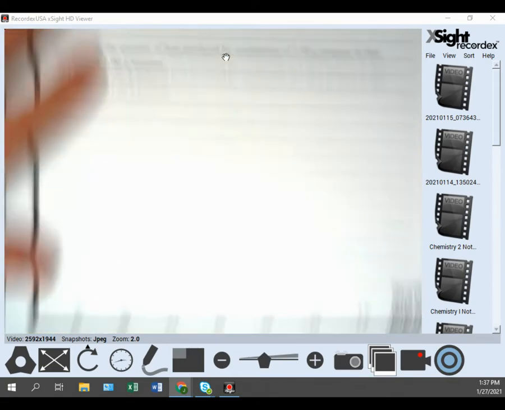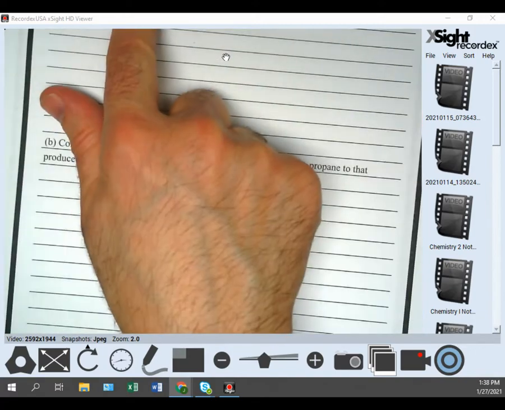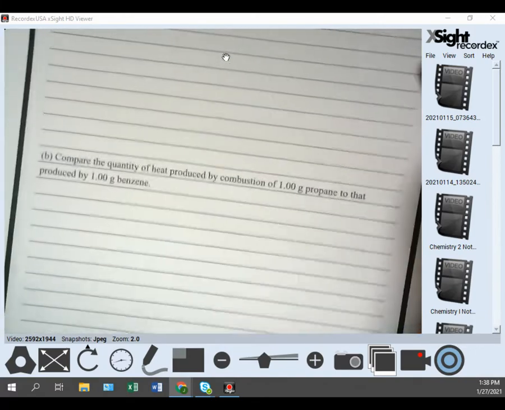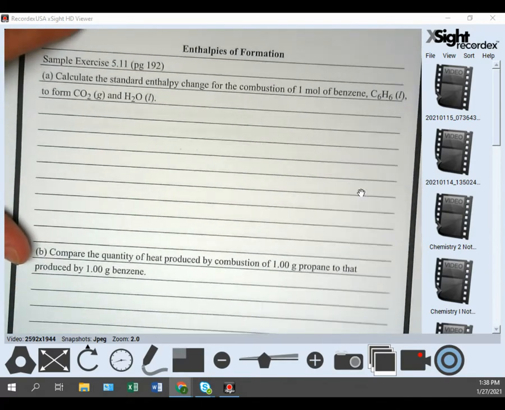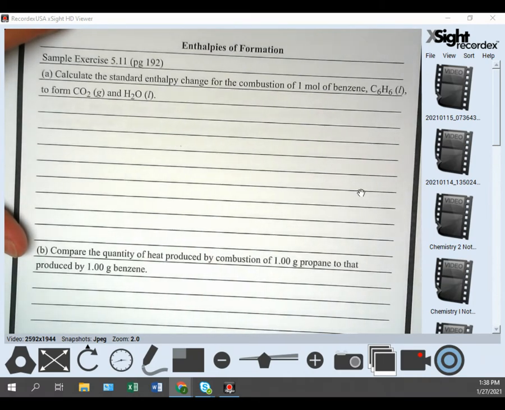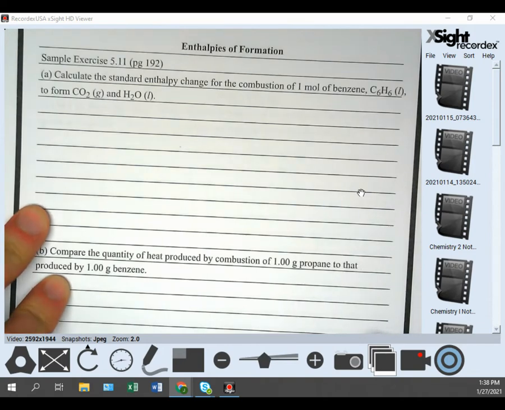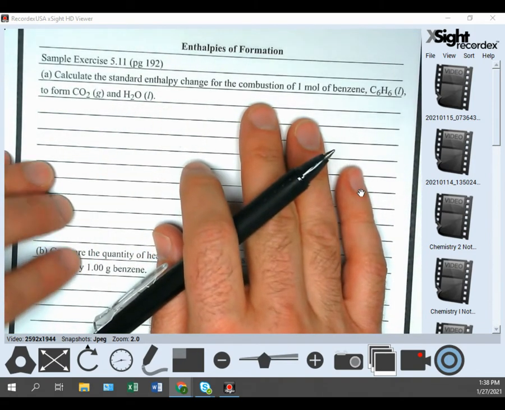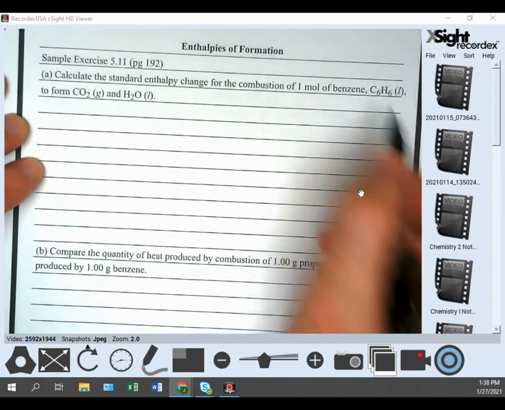So let's start with the enthalpy of formation, sample exercise 5.11. Calculate the standard enthalpy change for the combustion of 1 mole of benzene, C6H6 liquid, to form CO2 and H2O. All right, to do the standard enthalpy change for this, we've got to make the balanced chemical equation.